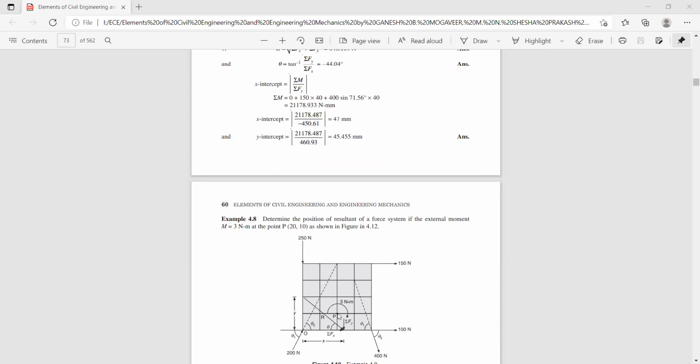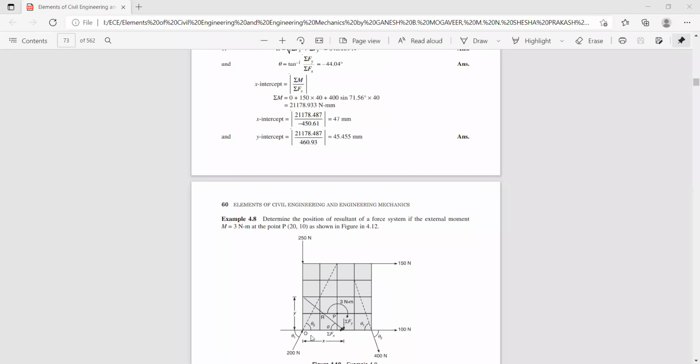Now at point P, so this is 20 and this is 10, correct? (20, 10), and you have an existing moment. You can see here an existing moment is acting at point P, and the intensity is given. The magnitude of the moment is given. You can see 3 Newton meter. So it is already an existing moment.